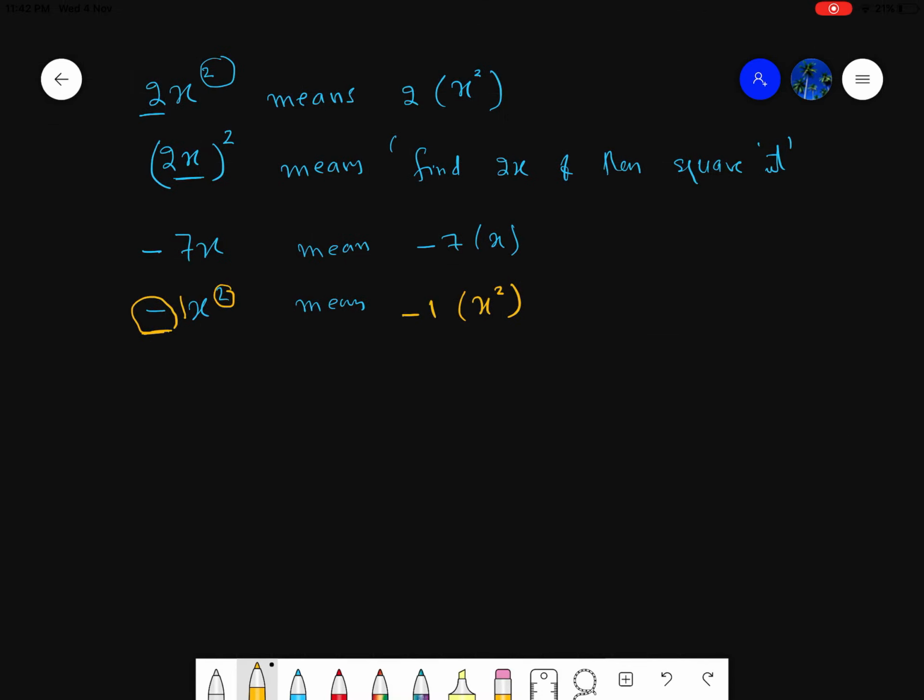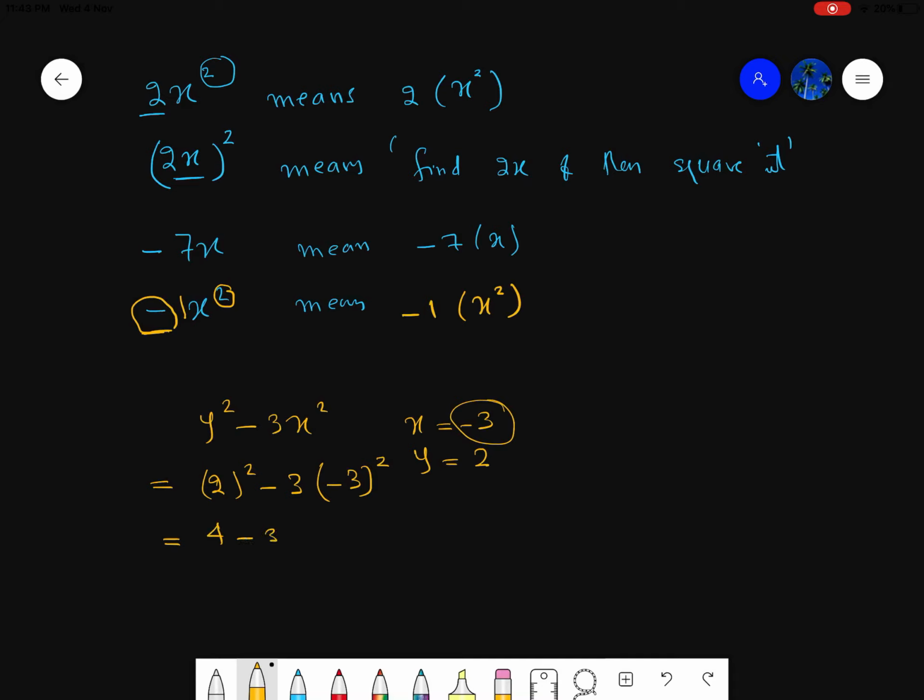Let's have a look at a few more expressions. If we have y square minus 3x square, and we are asked to evaluate its value when x is equal to minus 3 and y is equal to plus 2. Inserting these values, y is 2, so y square is 2 square, minus 3 into x square, and the value of x is negative 3, so it is the square of negative 3.